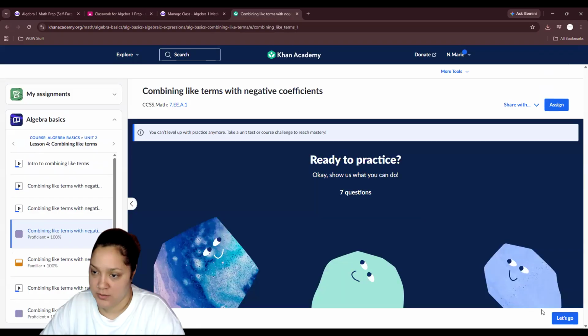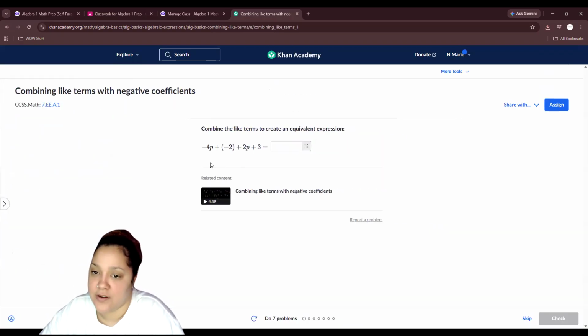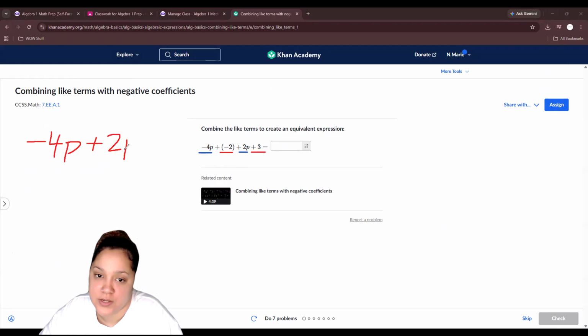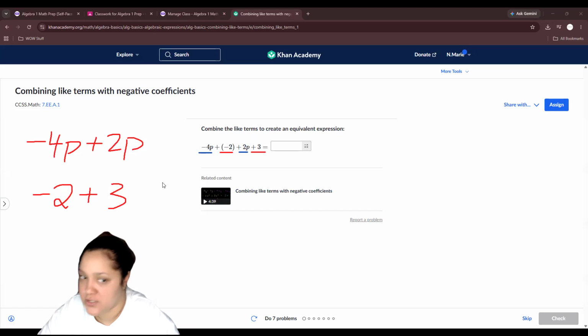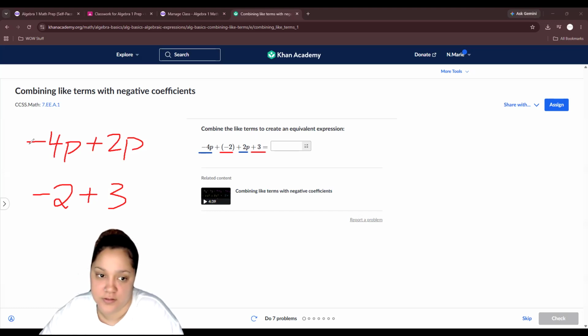All right, so let's go to combine like terms here. So here I have 1, 2, 3, 4 terms. So the p's go together and the numbers go together. Careful of the integers. So you can rewrite this. This is negative 4p plus 2p. And this is negative 2 plus 3. And it doesn't matter what goes first as long as you have the correct term. So this should be negative 2p and this should be 1.